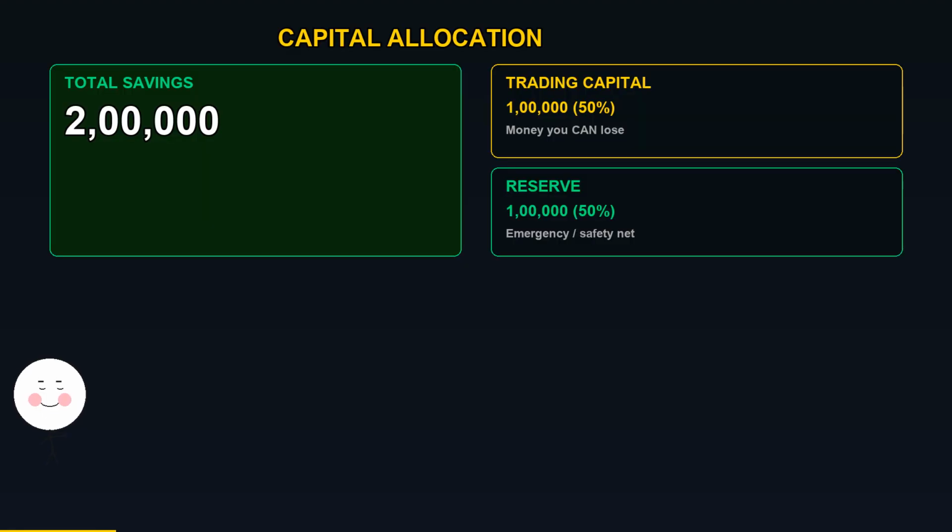Rule number 1. Never trade with more than 50% of your savings. Rahul has 2 lakhs. His trading capital is 1 lakh. The other 1 lakh stays in reserve. Emergency fund. Safety net. If his trading account goes to zero, he still has 1 lakh to pay rent, buy food, and live his life. Trading capital is money you can afford to lose completely. If losing it would cause you financial distress, you're trading with too much.